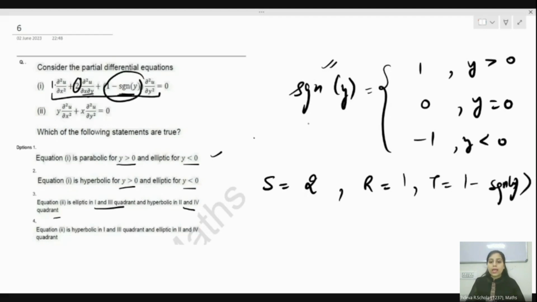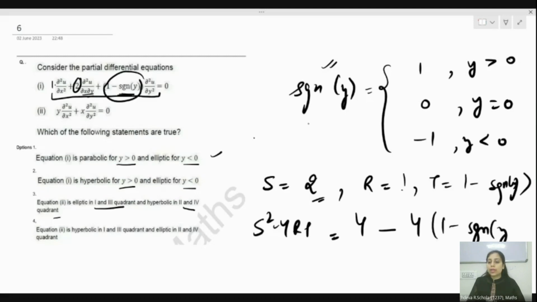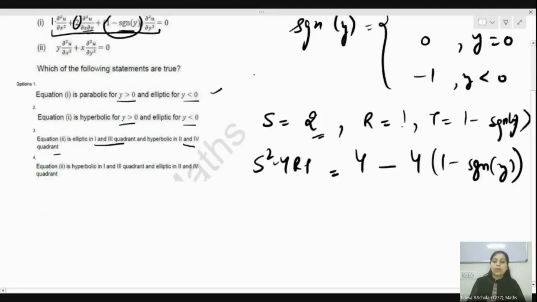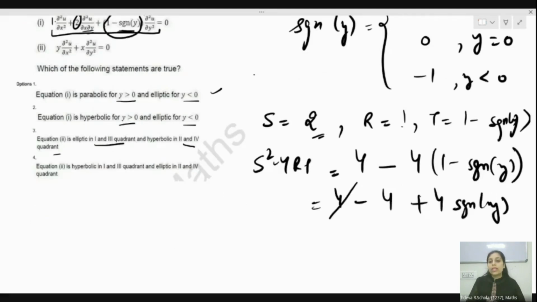So in this, S square minus 4RT will give you S square, which is 4, minus 4 into R into T, that is 1 minus signum y. Further, solving this, 4 minus 4 plus 4 signum y. Here we can cancel 4 to 4. We only have 4 signum y. Now, relate this with the signum function of y. Here we can see the value can be either 1, 0 or minus 1.